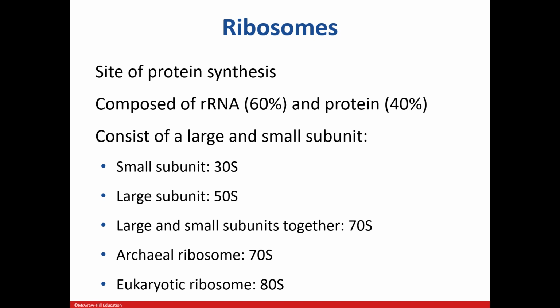Ribosomes are essential for protein synthesis and are made of ribosomal RNA and proteins. In a bacterium, it is a 70S ribosome compared to an 80S ribosome in a eukaryote.